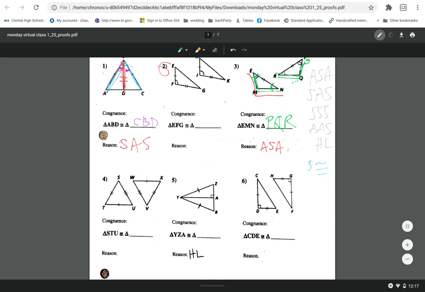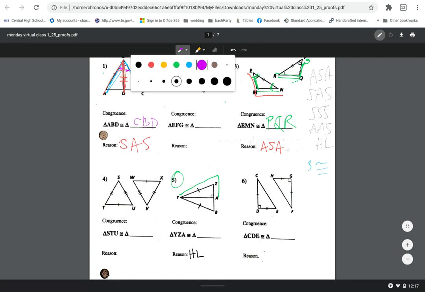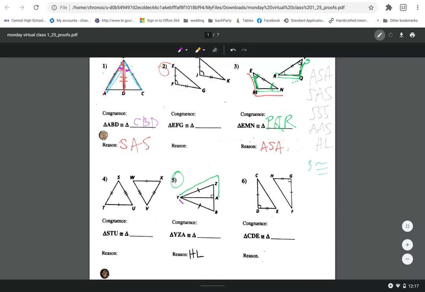All right, so let's try another one. I gave you part of number 5, so I'll go ahead and finish it. So triangle YZA. So YZA. So I have to name the other triangle. Since they're congruent, you don't do this if they're not congruent. Okay, I'm going to name the other one in the same order. So I'm going to start at the top because that's where the other one started. Then I go past the congruent side. So that's Y down to B and then to A. Okay.